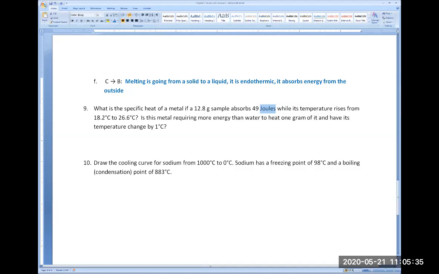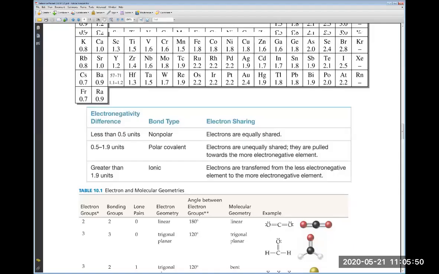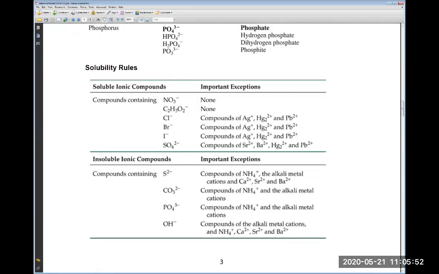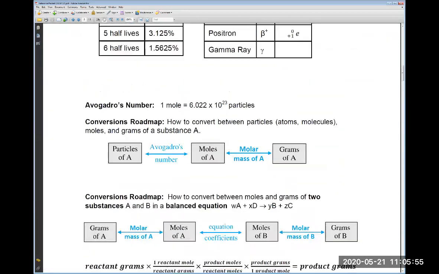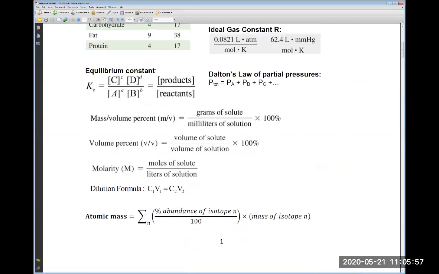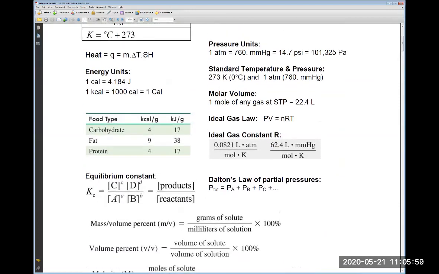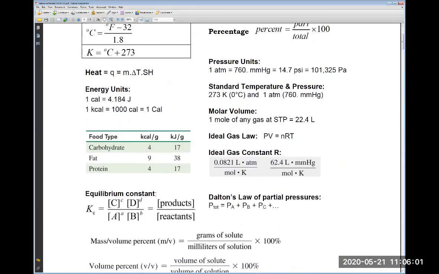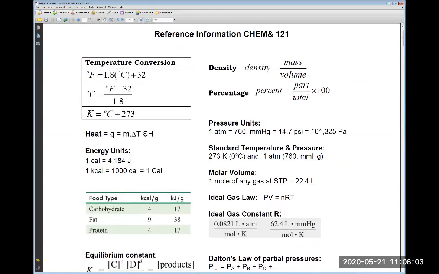It's actually the international system unit, but there's also the more well-known calorie, right? Calories are also units of energy. Let me show you in the reference packet. If you go to the first page, and it may look slightly different in your version, but here, first page, reference information for Chem 121.